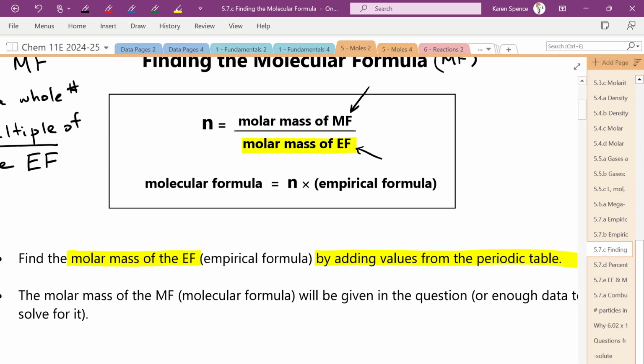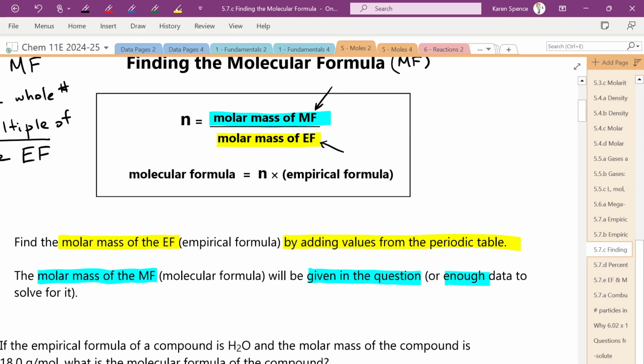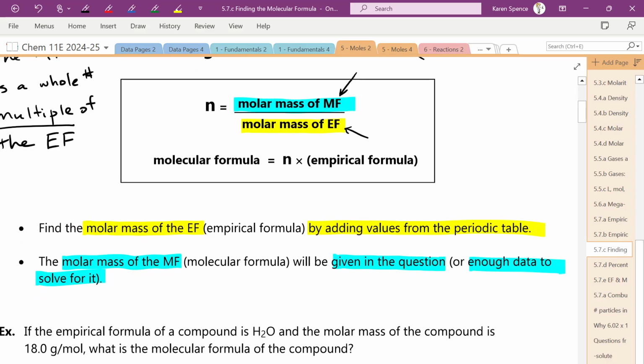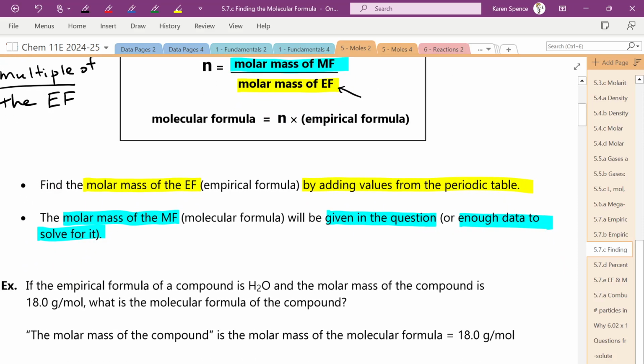Whereas the molar mass of the molecular formula will be either given in the question, or you'll be given enough data to solve for it in the question. Okay? So here is an example.